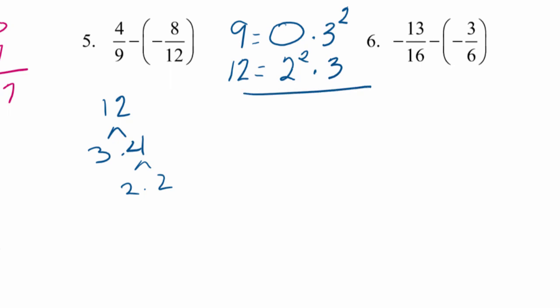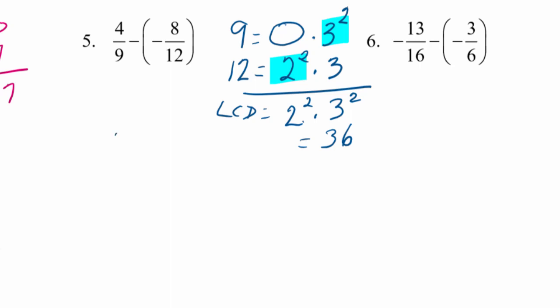Okay. And so the LCD is going to need the 2 squared from here and the 3 squared from there, because we take the highest power we see in the column. Okay, so 2 squared times 3 squared, which is 4 times 9, which is 36. So our common denominator is 36. Let's change the fractions.